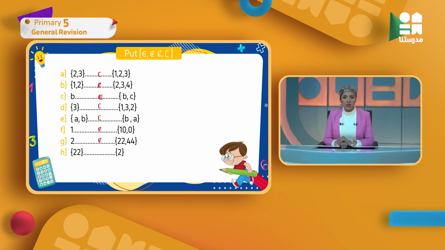Now letter H, I have two sets, then it is subset and not subset. And I'll check here, the first set is 22 and the second set is 2. Then the first set is not subset of the second set. Now let's move to another question.